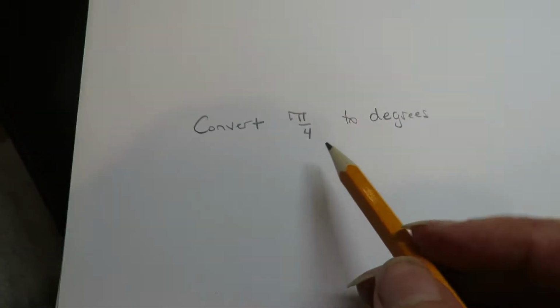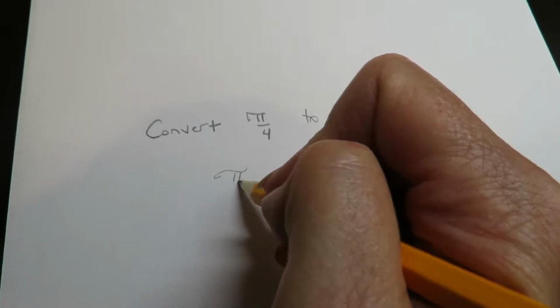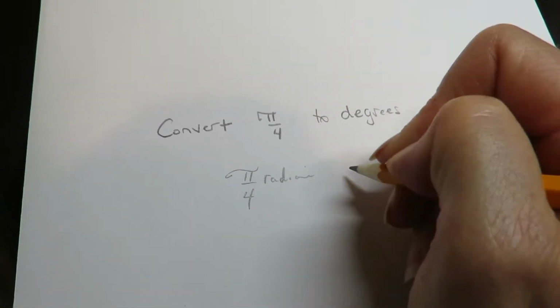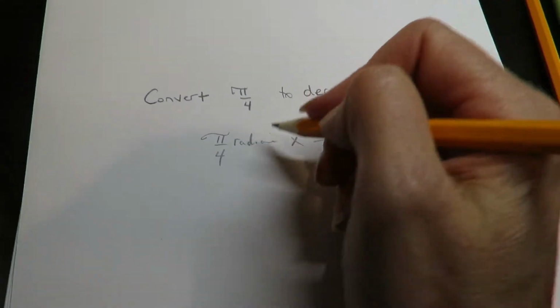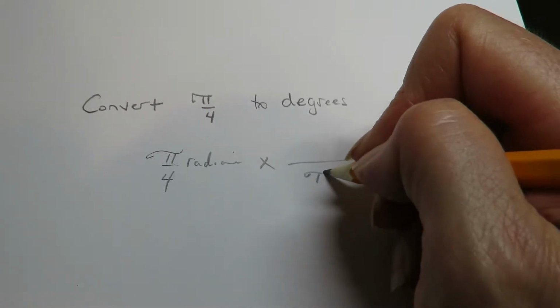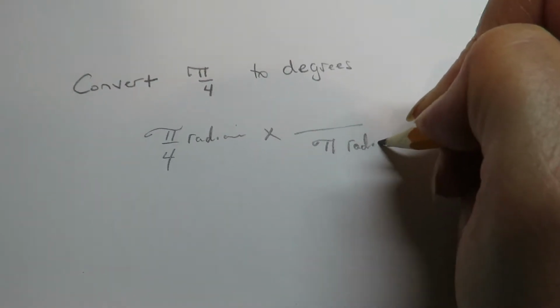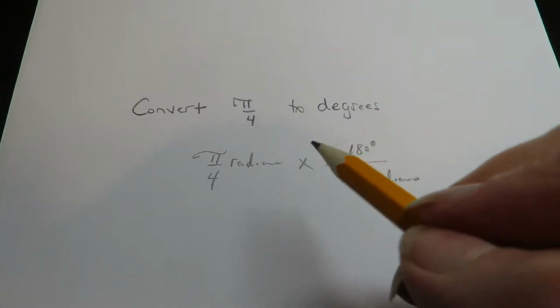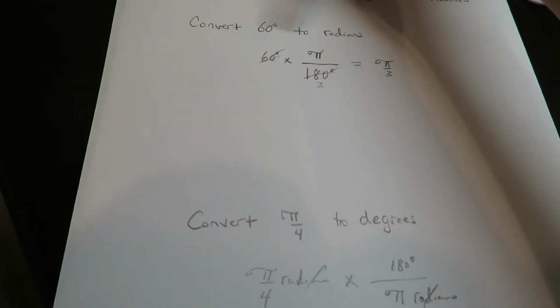Likewise, if you start with radians, so I have pi over 4 radians. Now I want to cancel out the radian unit. So now I want to put the pi on the bottom, and the 180 goes on top. So now the unit of radian is going to cancel.